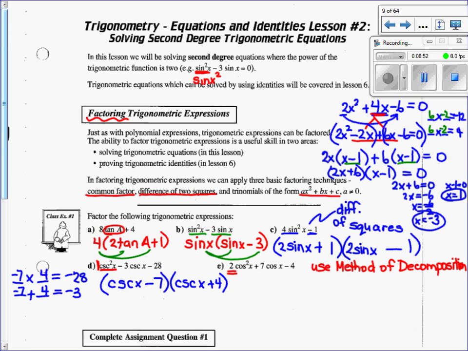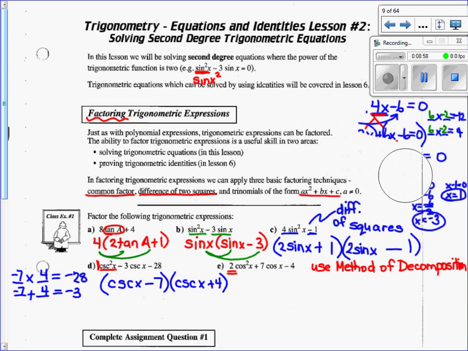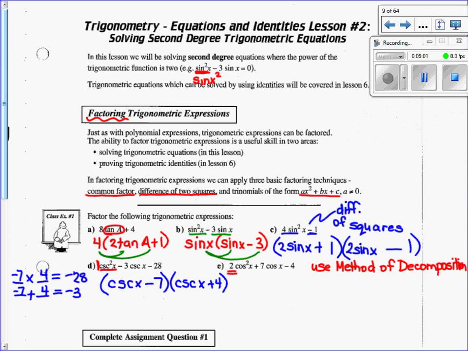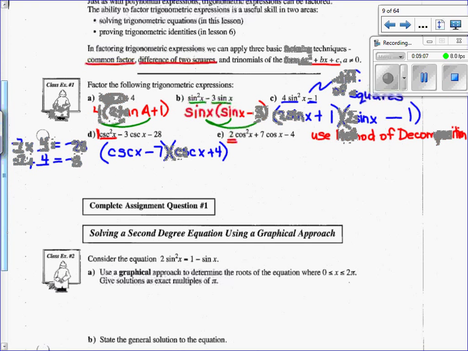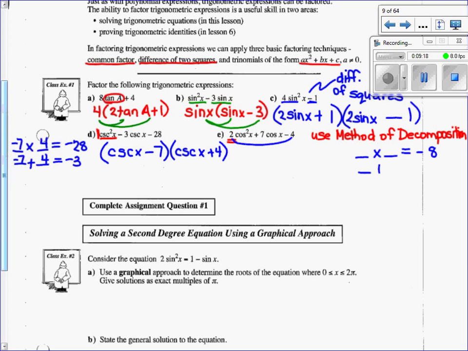Okay, so is that ringing some bells? Are you remembering how to do the method of decomposition? Because now we're going to do that exact same factoring method, but there's a cosine as a part of our x terms. But it is the exact same thing, nothing different. So what I'm looking for are two numbers that will multiply to give me negative 8, and they will add together to give me positive 7. The two numbers would be negative 1 and 8. Negative 1 times 8 is negative 8. Negative 1 plus 8 is positive 7.